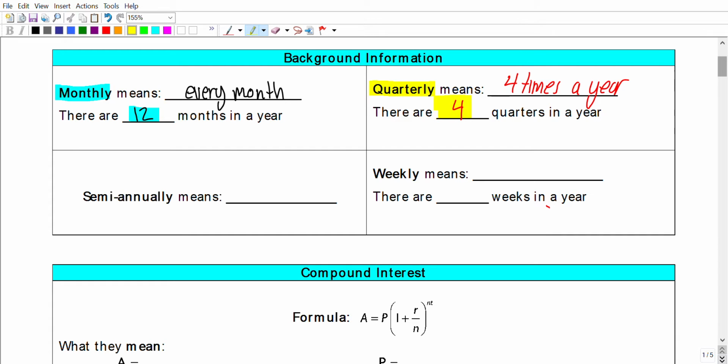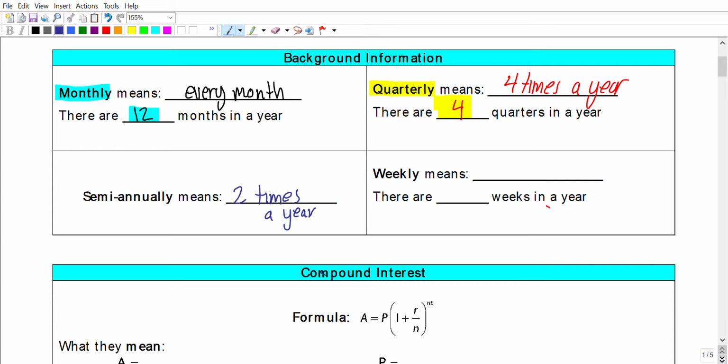All right. How about semi-annually? A little bit more challenging. Well, how about when you're talking about a semicircle? You're talking about half of a circle, right? So how many would you need to have a full circle? Well, you will need 2. So when you talk about semi-annually, you're talking about 2 times a year.